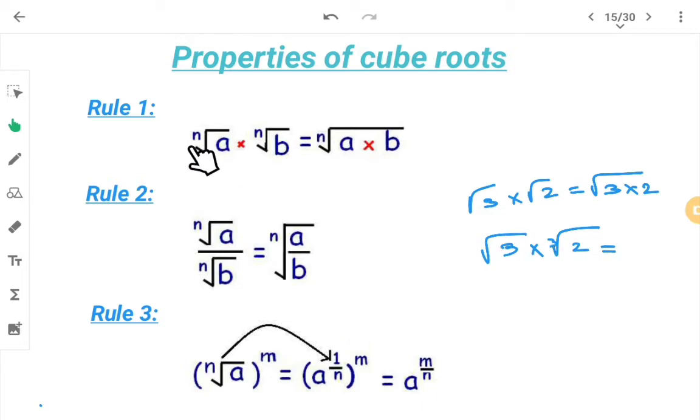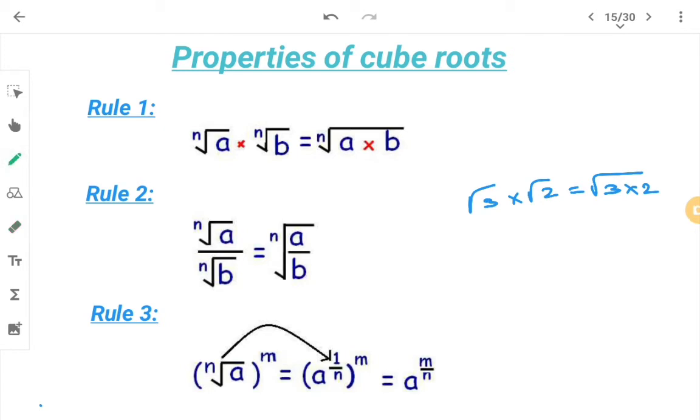That is what they have given as n. n can be any natural number. If the root numbers are in multiplication, we can take a common root. That is rule 1. If they are in division also, you can take a common root.